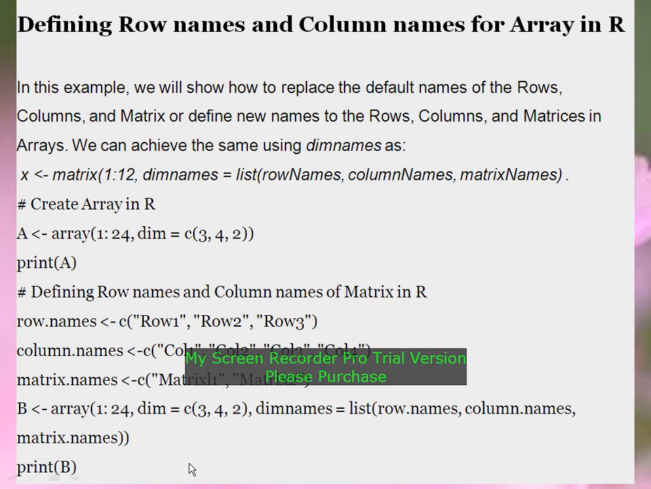So for the B array, here you can display the B array with the newly assigned row names, column names and matrix names. 1 to 24, dimensions is 3, 4, 2, but dimnames is a list of row names, column names, matrix names, and again print. So what is the output we can get? Here we can see.